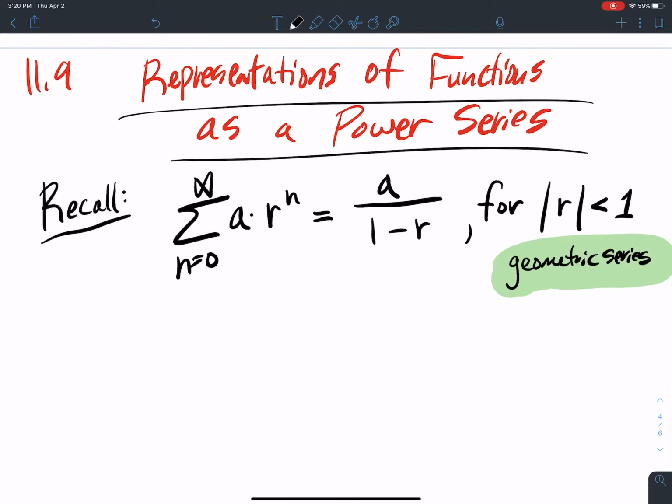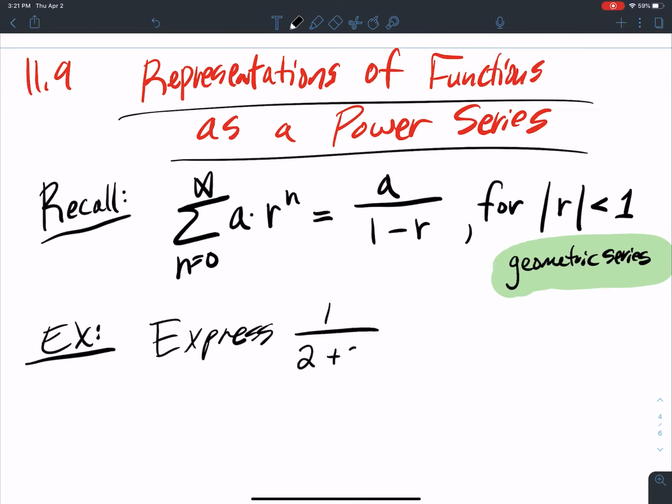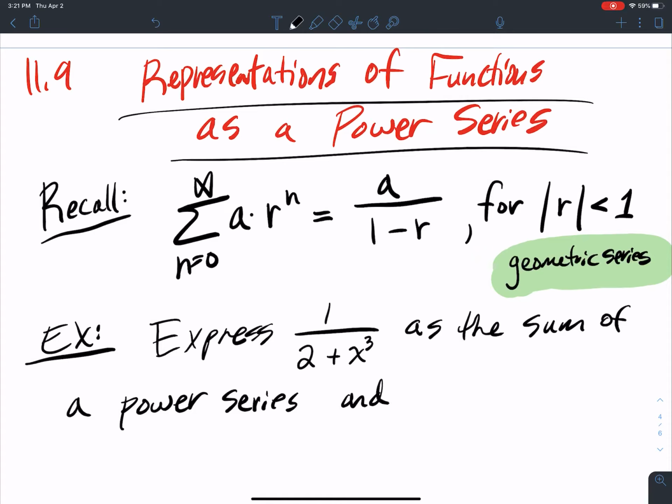Okay, so let's do an example here. So I want to express 1 over, let's just try something, 2 plus x cubed, as the sum of a power series and find the interval of convergence.